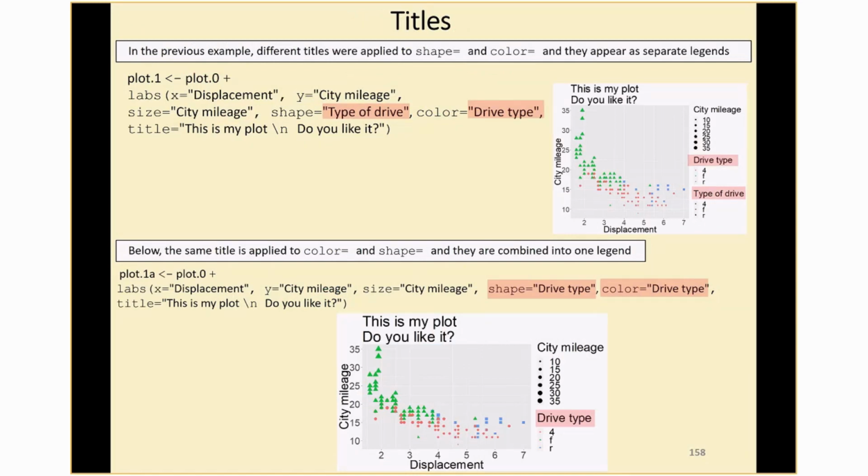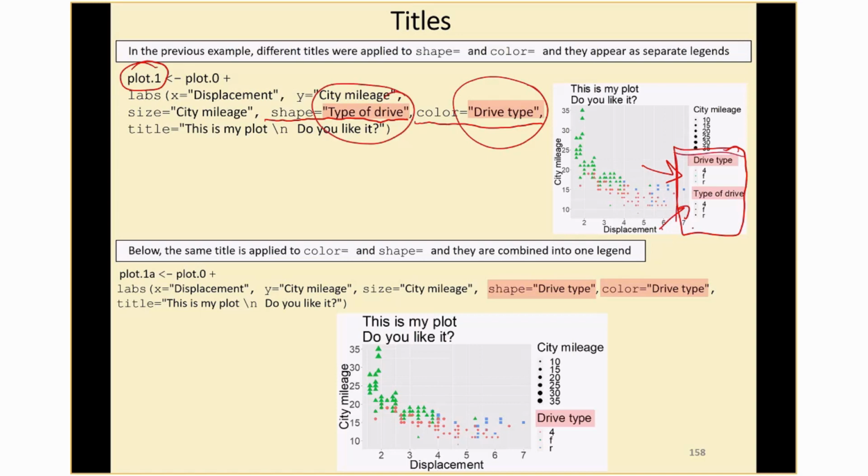So if you look at this last plot, this plot 1 that we just created, notice that we've got drive type and type of drive, and they're separated. In all likelihood, you would want to have these two legends combined. But think about what happened here. We said the legend that arose as a consequence of the mapping of shape on the drive should have one title, and the legend that arose as a consequence of mapping color onto drive should have a different title. By giving them different titles, we've of course forced them to have separate legends.